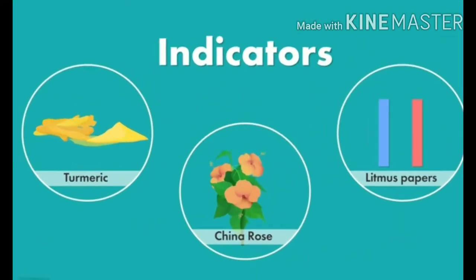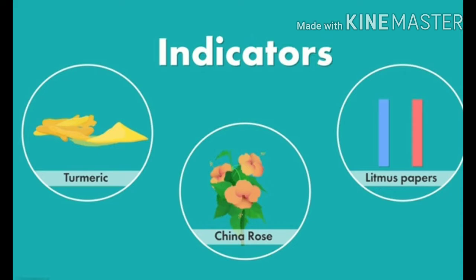Now, I am sure you all are able to recognize these three indicators: turmeric, China rose, and litmus paper, about which we have already studied in our junior classes. And we have seen that in case of all these three indicators, the color of the solution changes, and this color change helps us to identify which substance is an acid and which is a base. And all these three are natural indicators.